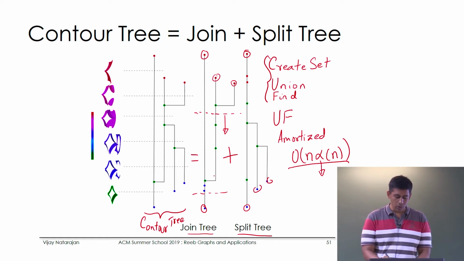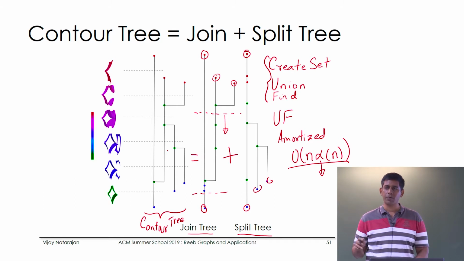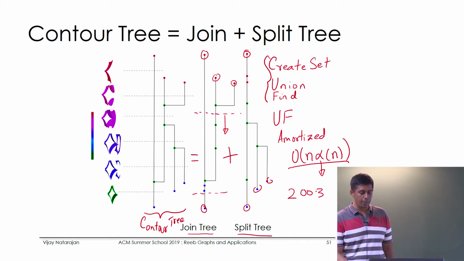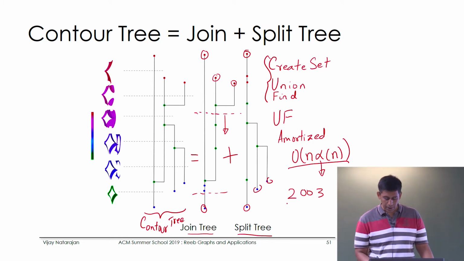Hence, you want to represent the contour tree as the union of a join tree and split tree. You run the unions in the downward sweep, you do the unions in the upward sweep, and then you merge the two to get the contour tree. This is a very nice algorithm. I am going to give references at the last slide. This was done in 2003. It was already reported a little bit earlier, but 2003 was when this algorithm for computing the contour tree was reported by Carr et al.